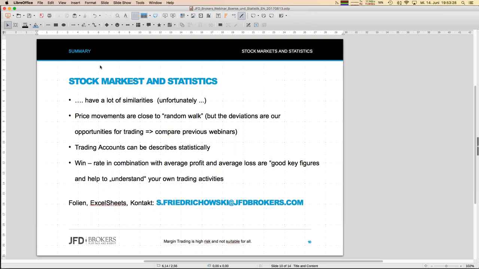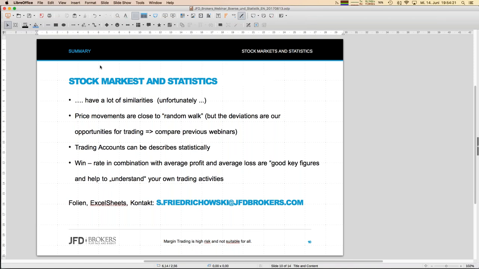And what you have learned additionally here today is that you can describe even your own trading account by statistical methods, like win rate, average profit, average loss. Those three numbers are extremely good key figures to help understand your own trading account and your own trading activities. Because those three numbers offer the possibility that you can simulate trading accounts, equity lines, and then compare those with your own. And if you are still within that cloud, I would say, then wait. If you are out of that cloud, then you have to rethink your trading strategy.